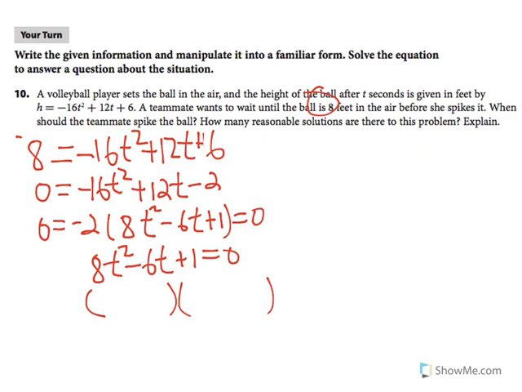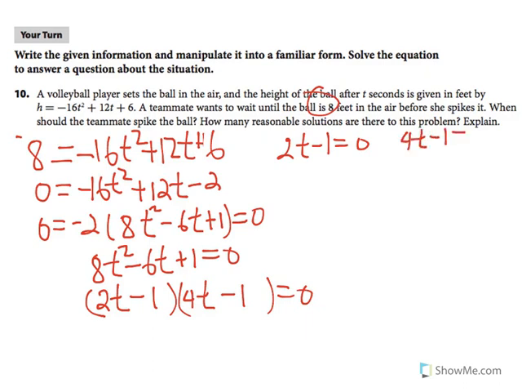Okay, so let's try, we need a 6. So let's try 2t and 4t, and a negative 1 and a negative 1 equal to 0. That means that 2t minus 1 equal to 0, or 4t minus 1 equal to 0. So solve for t: t equal to 1/2 and t equal to 1/4. Right? And then we're looking for the time in seconds, so both answers are correct. So then we need to explain why.